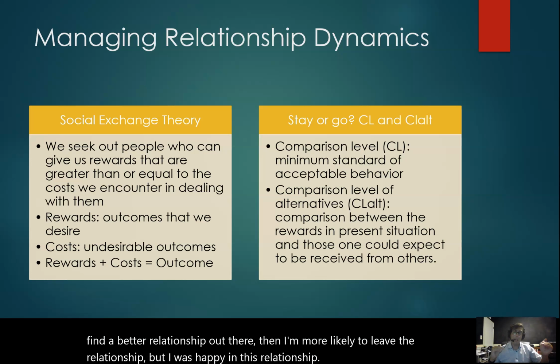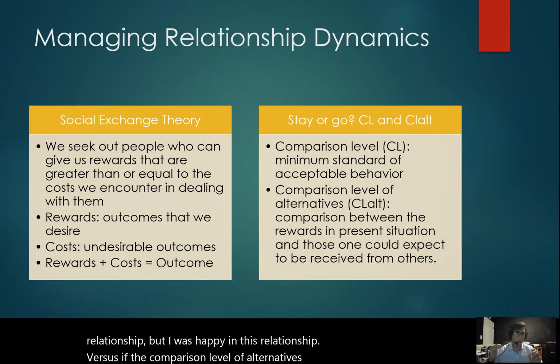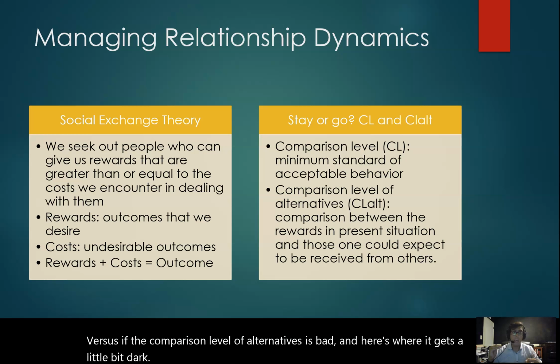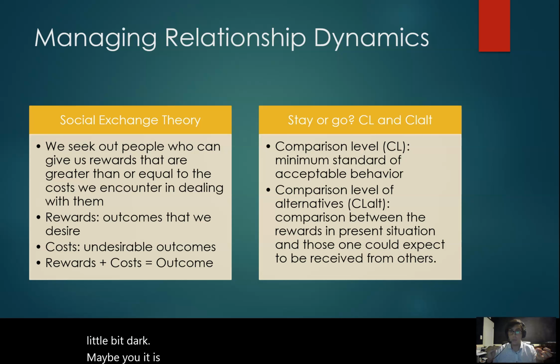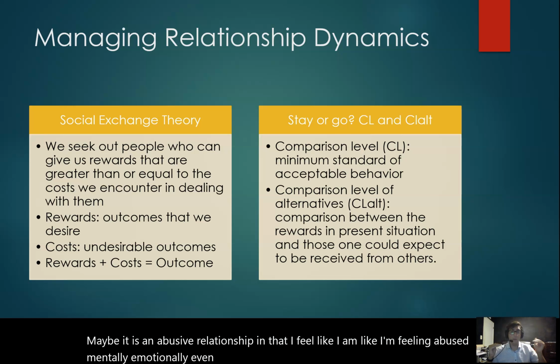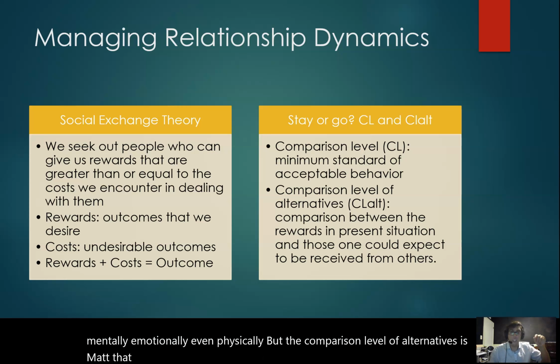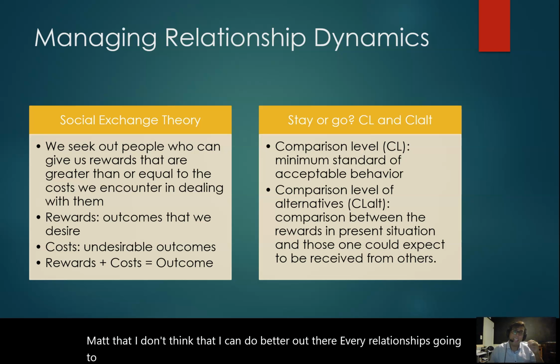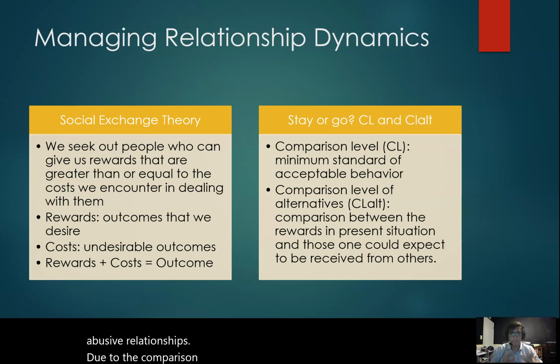Versus if the comparison level of alternatives is bad, and here's where it gets a little bit dark. Maybe it is an abusive relationship in that I'm feeling abused mentally, emotionally, even physically. But the comparison level of alternatives is met, in that I don't think that I can do better out there, that every relationship's going to be the same. And that's where a lot of people can feel trapped in abusive relationships due to the comparison level of alternatives.